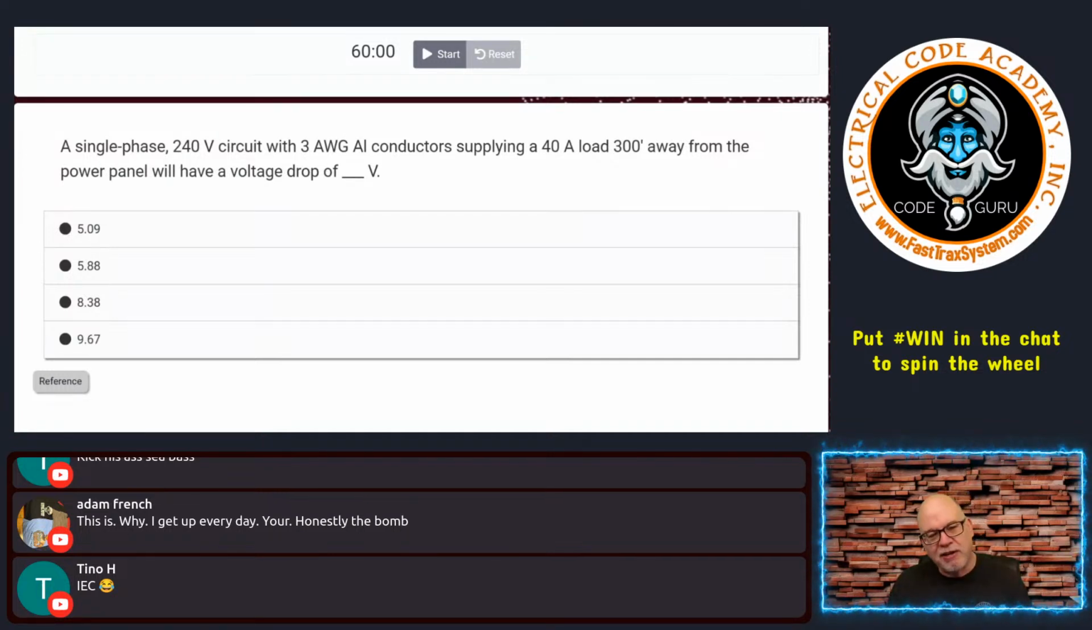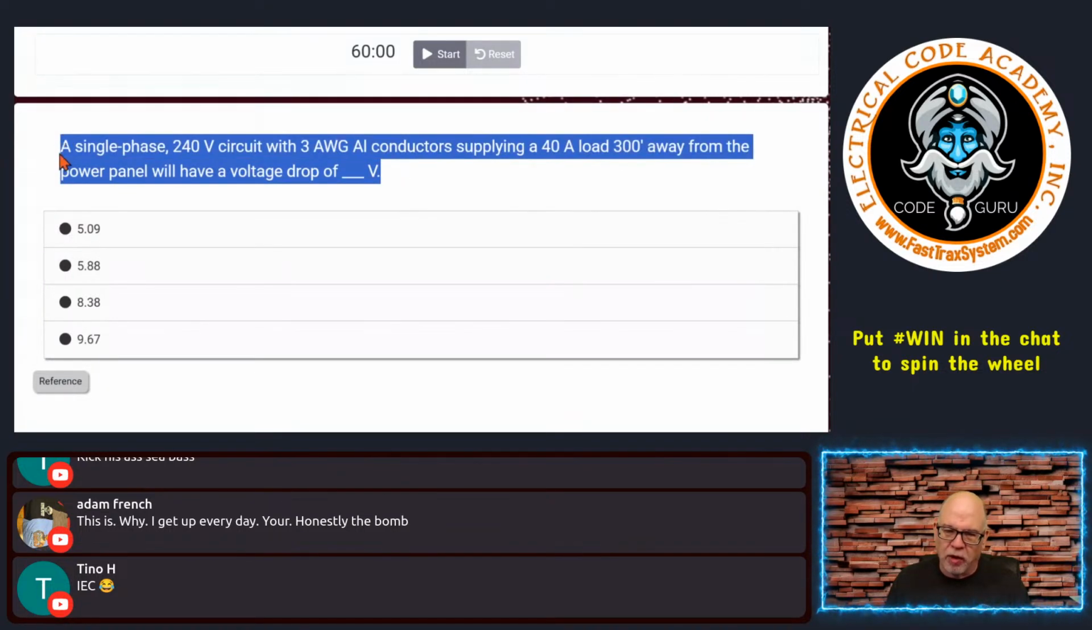All right, well, we're going to calculate it out and we're going to test the hog. Let's see what the hog says. But we've got a single phase circuit, 240 volt circuit. We're using 3 AWG aluminum conductors, supplying a 40 amp load that's 300 feet away from the power panel. We'll have a voltage drop of how many volts? So we're using our voltage drop formulas here.